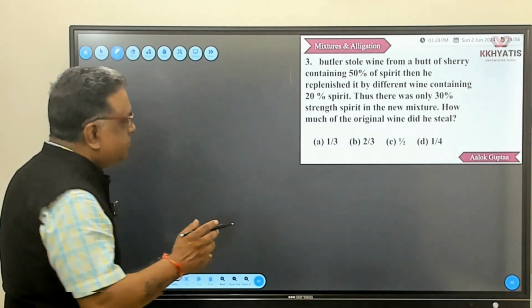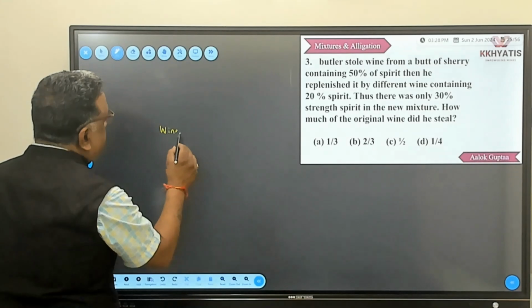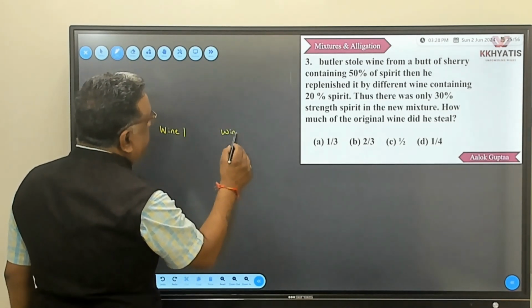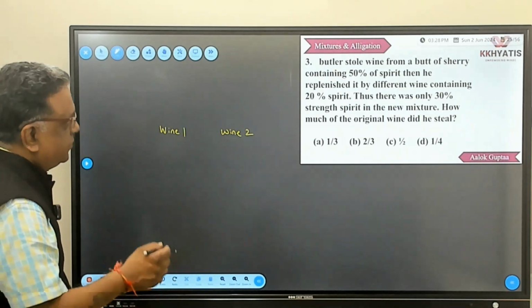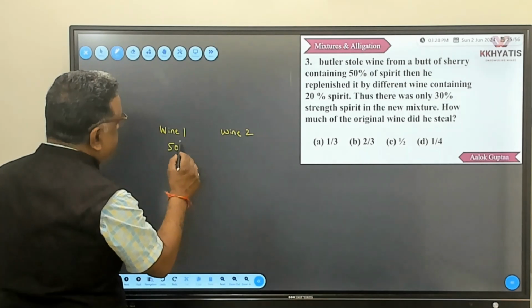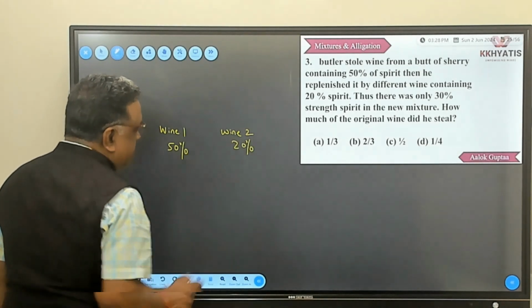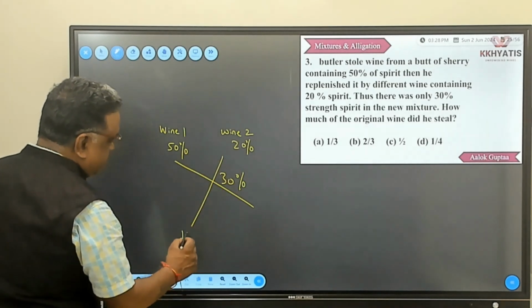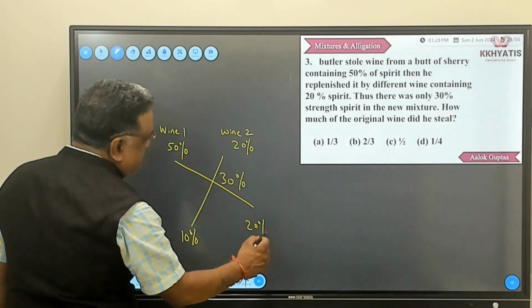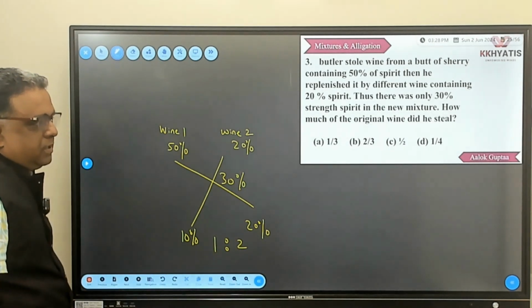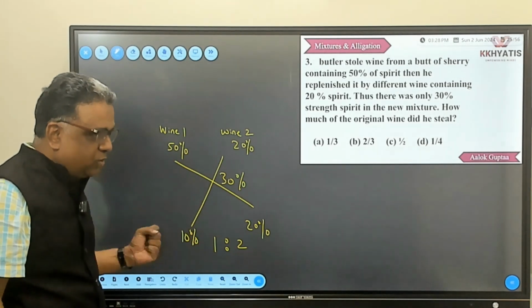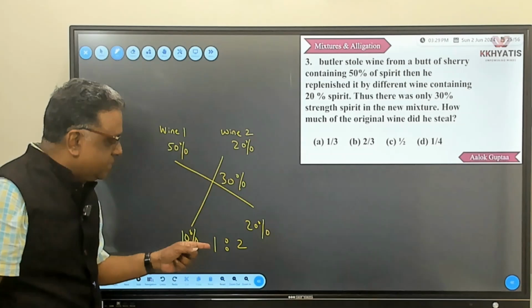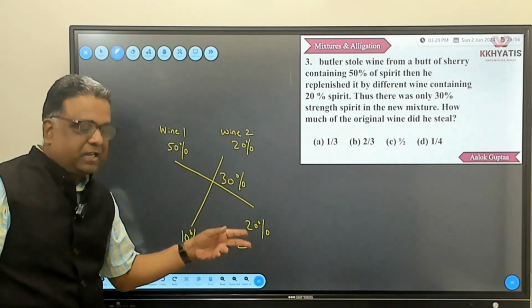So what's happening here is, I have a wine in bottle 1 or in a sherry 1, and I have a wine which is in a different butt of sherry. Here it contains 50% and here it contains 20%, and when I mixed it, the resultant contains 30%, which means this is 10%, the difference, and this is 20%, which means 1:2. So from this, I stole, and this is what I replaced. So how much did I replace? 2. Which means from this, 2 must have got stolen because the equal quantity was replaced.